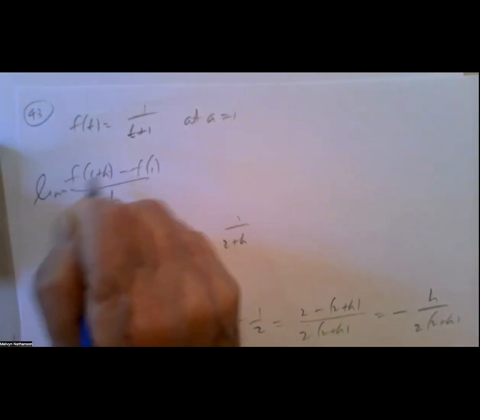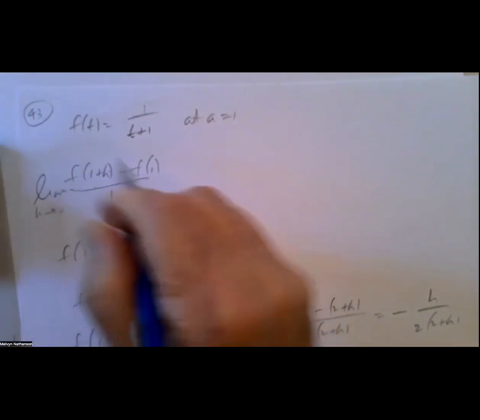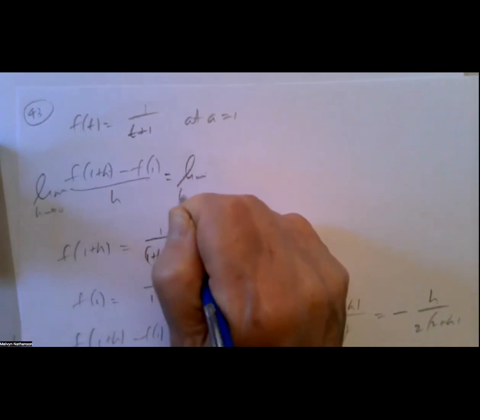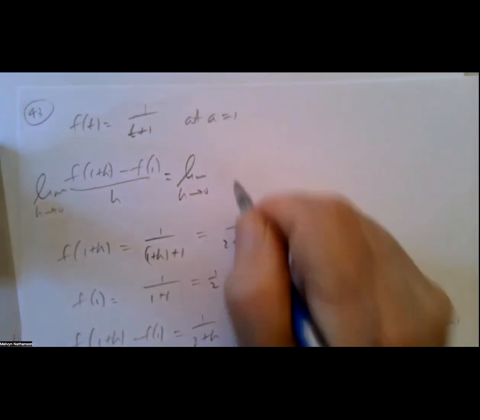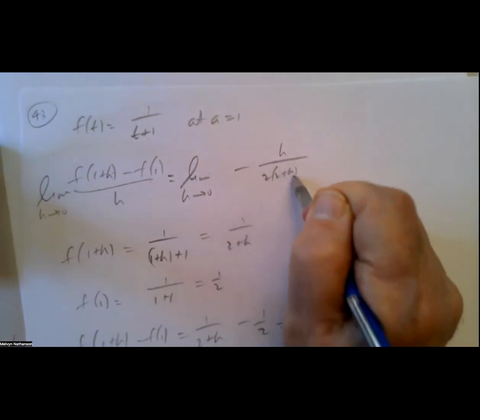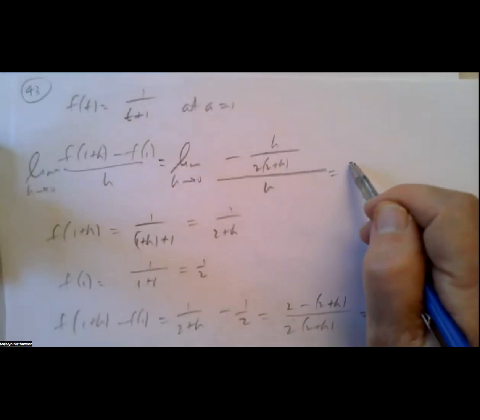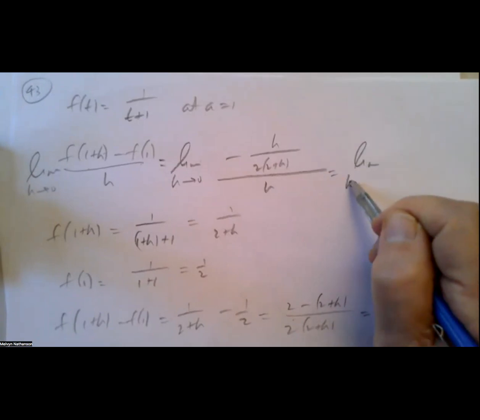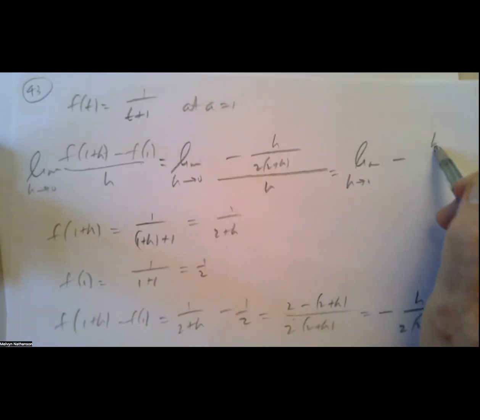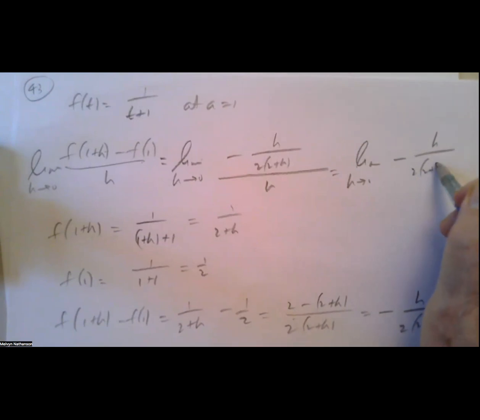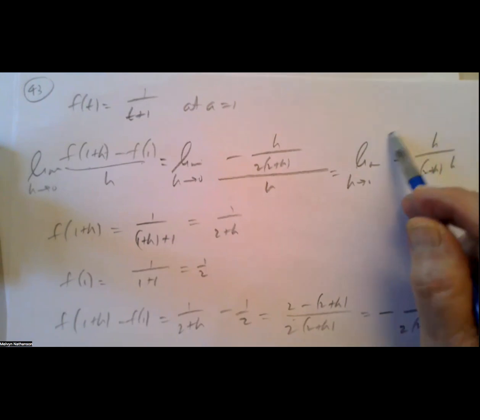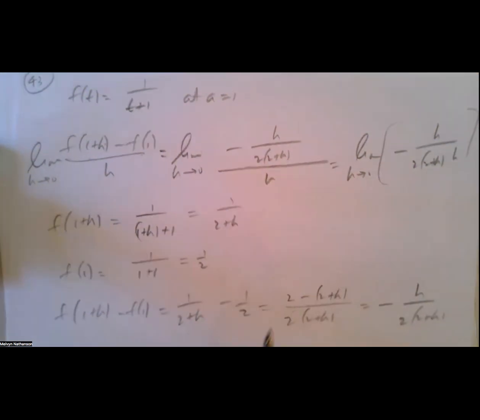And I need to take the limit of this quotient as h goes to 0. So that's the limit as h goes to 0 of minus h over 2 times 2 plus h, over h, which is the same as the limit as h goes to 0 of minus h over 2 times 2 plus h, times 1 over h. And the h's cancel.